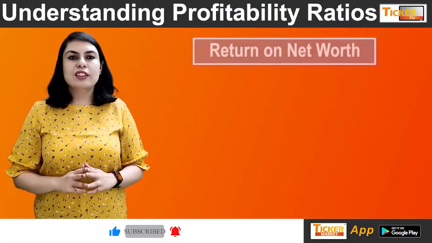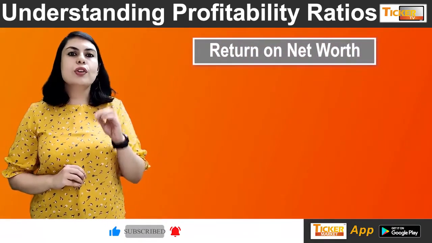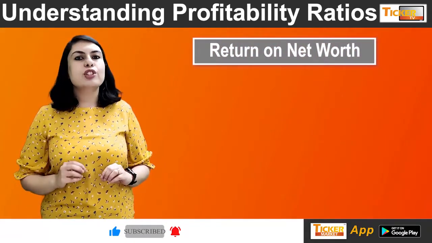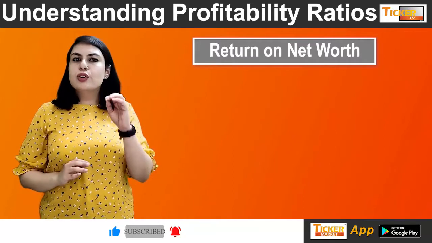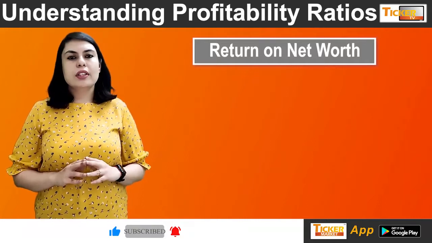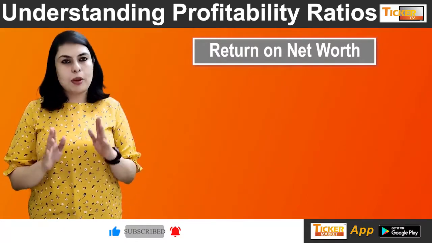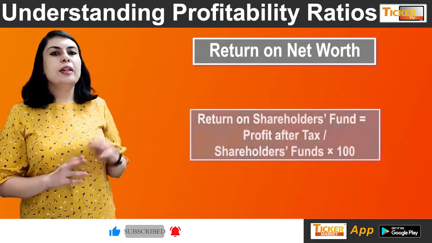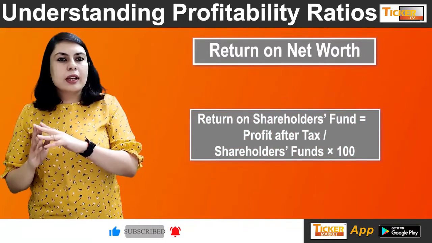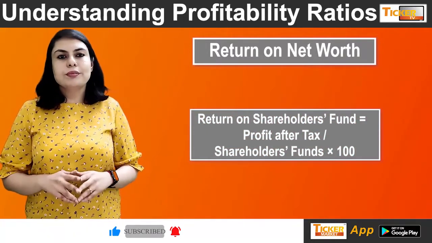The seventh ratio is the return on net worth. This is also known as the return on shareholders' funds and is used for determining whether the investment done by the shareholders is able to generate profitable returns or not. It should always be higher than the return on investment, which otherwise would indicate that the company funds are not utilized properly. The formula for calculating the return on net worth is as follows, where we can see that it is profit after taxes divided by the shareholders' funds into 100.